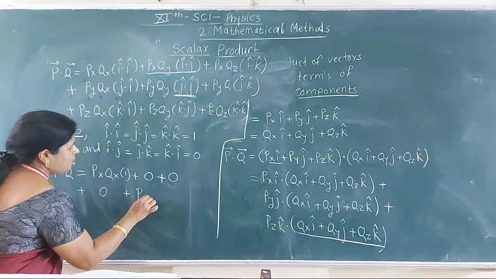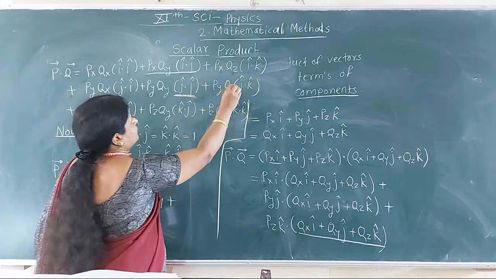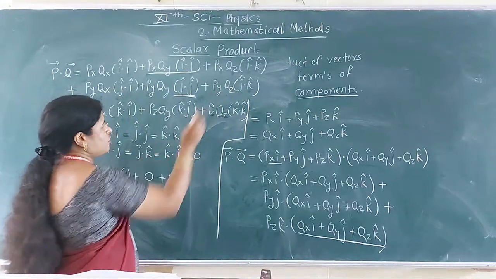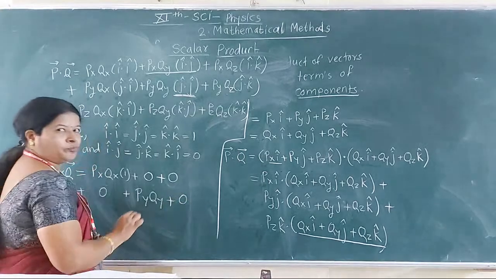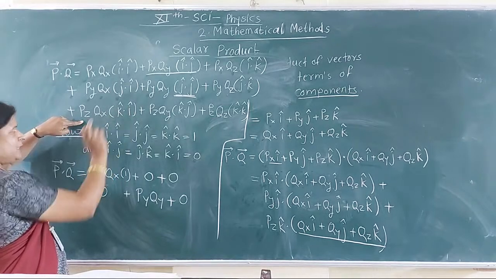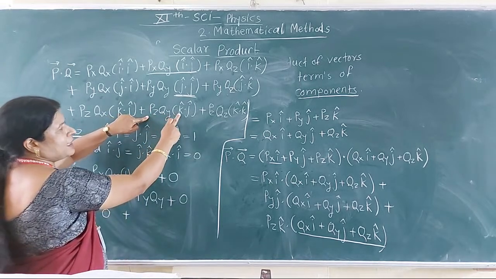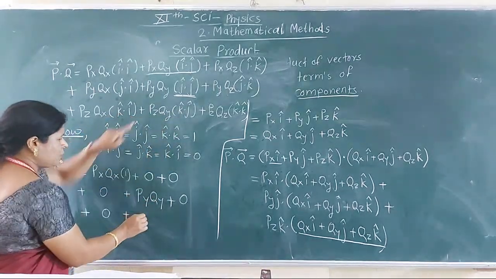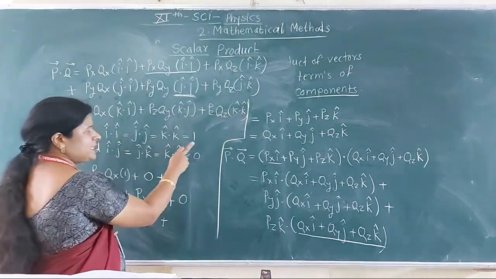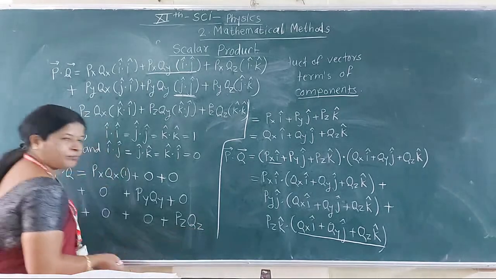Therefore we get here py qy, plus j cap dot k cap. j cap dot k cap is 0. So here we get 0. Last term, plus k cap dot i cap is 0. Therefore this term is also 0, plus pz qy k cap dot j cap, also 0. This term is also 0, plus k cap dot k cap is 1. Therefore we get pz qz.